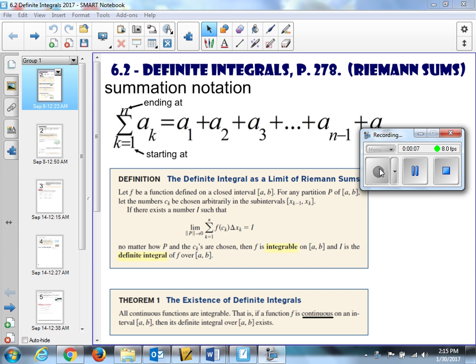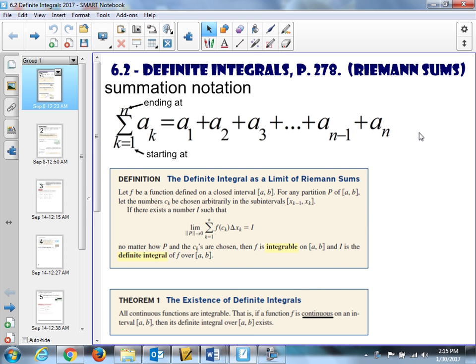6.2 definite integrals, Riemann sums. Riemann sums, depends who's pronouncing it. The first thing we want to take a look at, you may have seen this Greek capital letter sigma here.